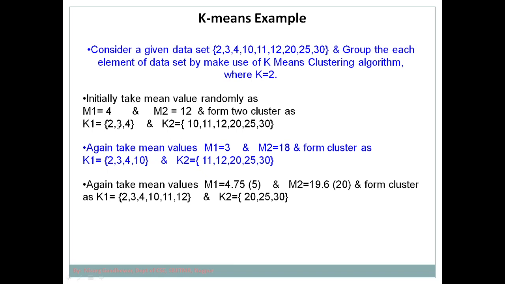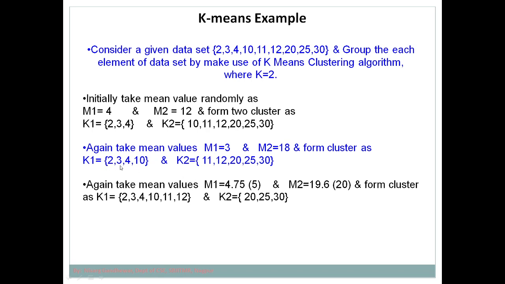Now here you can see in step 1 only 3 elements are there in cluster 1. Now in step 2 there are 4 elements. Because in this case we are trying to map 10: 10 minus 3 is 7, 10 minus 18 is 8. So which one is less? 7 is less, that's why 10 is mapped to cluster K1. So in this way there will be a change, the number of members in cluster 1 is going to increase. Again we need to follow the same step.